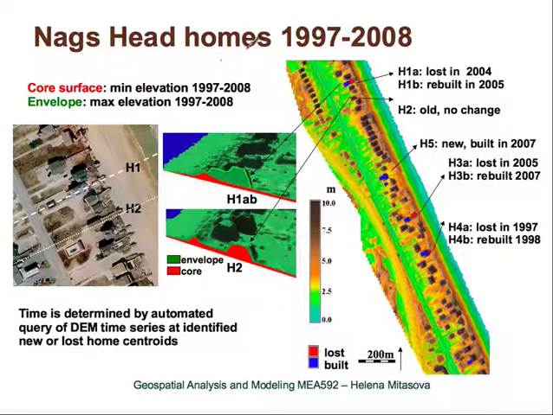Another example of changes in homes, and I'm showing this because this very nicely maps the rule that is implemented, that when you lose your home, let's say during a hurricane, you need to rebuild it a little bit farther from the shore. So this can be very nicely identified from the time series of LiDAR data using this core, envelope, time of minimum, time of maximum approach.